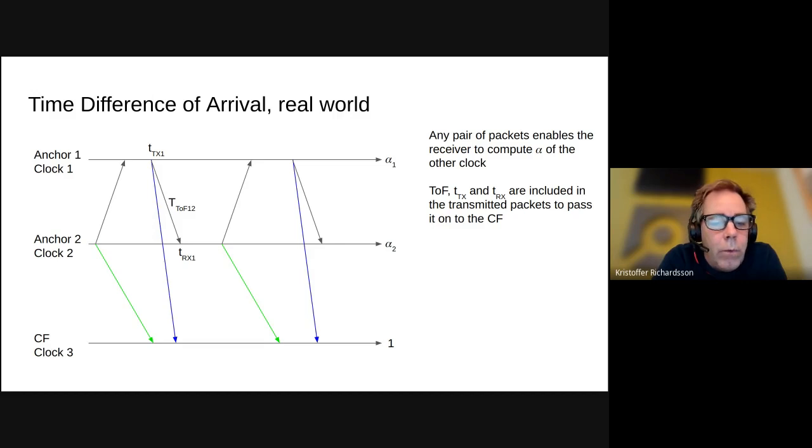So here we are. The Crazyflie gets all the information it needs. It has time of flight between anchors. It has all the transmission and receive times included in the packets as well. It knows about the clock frequencies in all the anchors. And the positions are also included in the packets, like we did for two-way ranging. So this is going to be enough for the Crazyflie to calculate the time difference of arrival. And this is pushed into the Kalman filter for estimation.